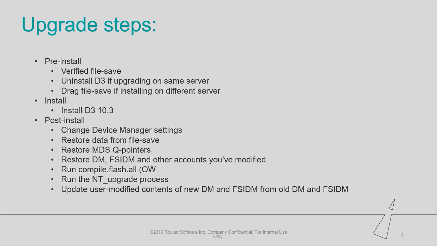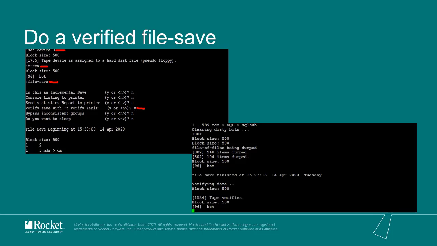Before the install, you want to get a verified file save. If you're going to be installing on a different server than the one currently running, you need to drag that file save over to that server. On the other hand, if you're upgrading D3 on the currently running server, you'll need to uninstall D3 using the complete removal option. At this point, you'll install D3. After that, you'll configure some settings, restore your data, perform some compilation and upgrade steps, and restore any changes you've made to your system accounts and files. So let's get started. We'll start with the verified file save.